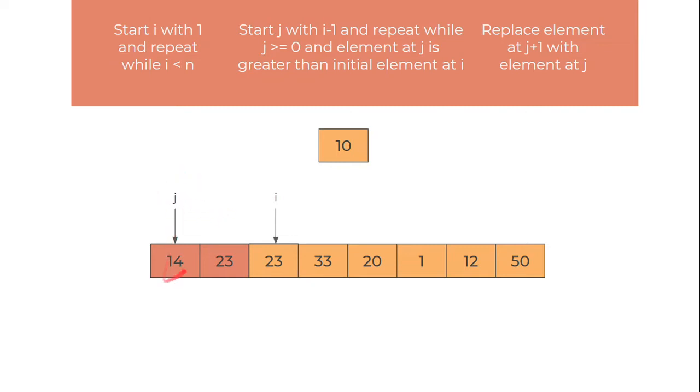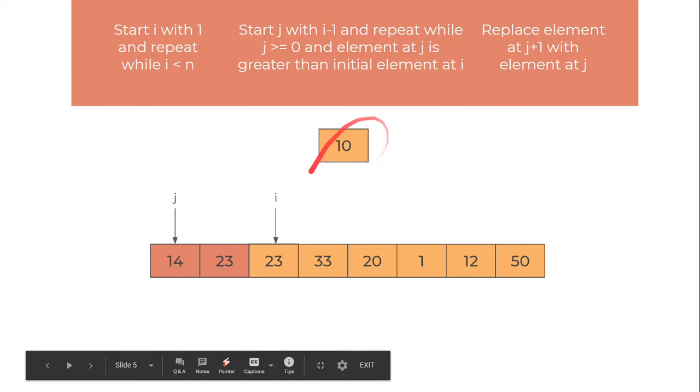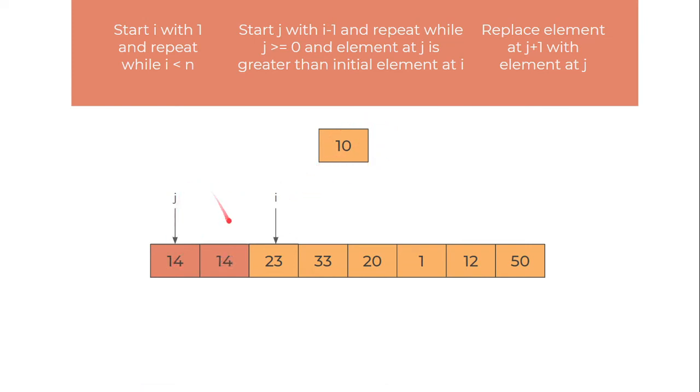And we see the element at j is 14, and 14 is also greater than the initial value of i. So we put the value of j at j plus 1 again. Decrease j again. And now we see j is again less than 0, so we can place the initial value of i at 0.